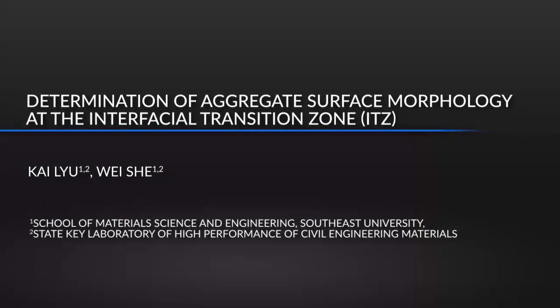We present a protocol to investigate the effect of aggregate surface morphology on the formation of interfacial transition zone in cement-based materials. It combines the experimental method with data processing method to illustrate the effect of aggregate surface roughness on ITZ formation.